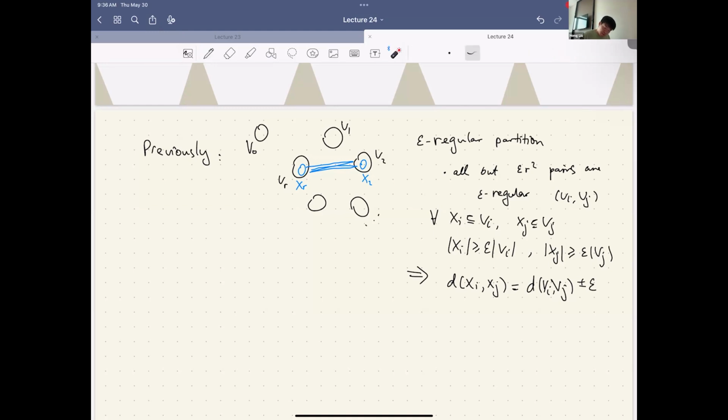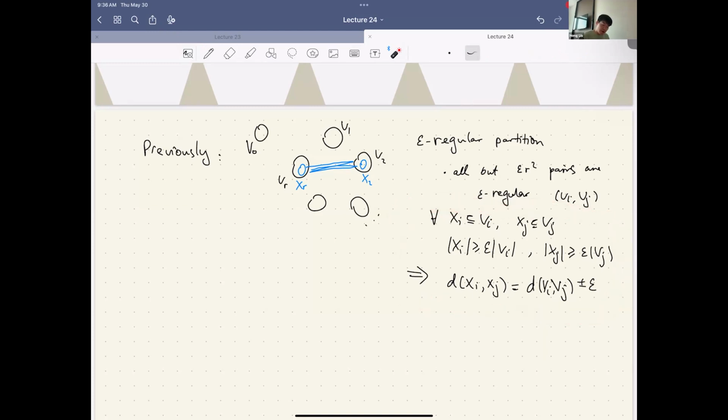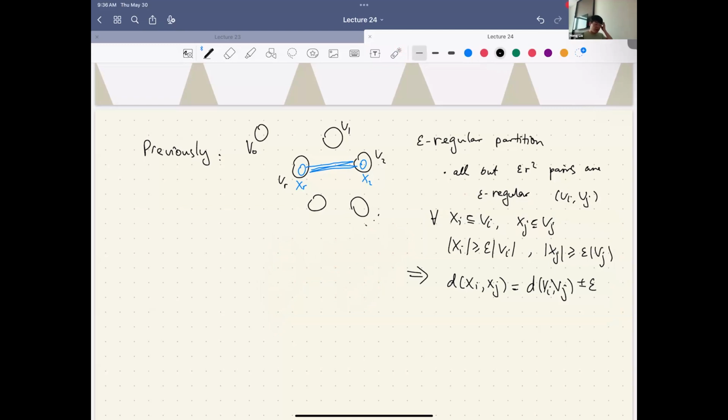And this seemingly simple looking condition, it's quite pseudo-random. In particular, it implies that between any two regular pairs, apart from some tiny bit of bad vertices, most of the vertices, the typical vertex, they have the correct degree. If the density is d, then you have d times Vj degree to the other side, plus minus some error term, plus minus epsilon Vj. This is one of the consequences we saw last time.